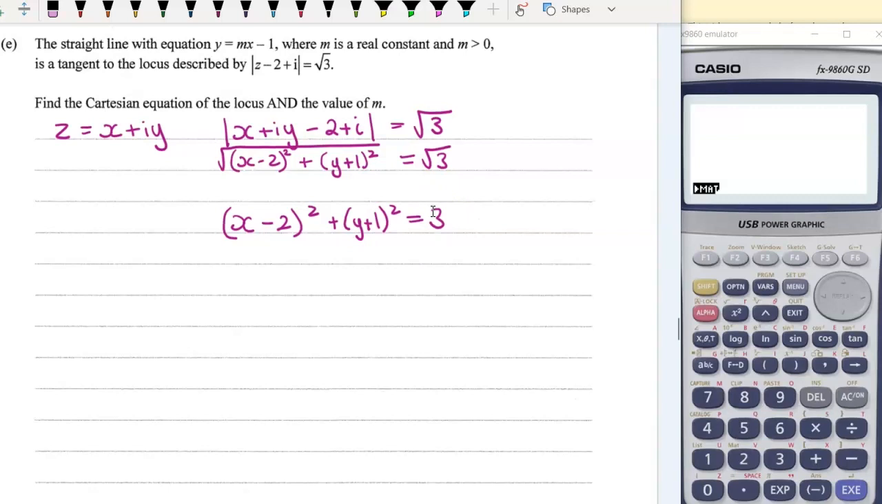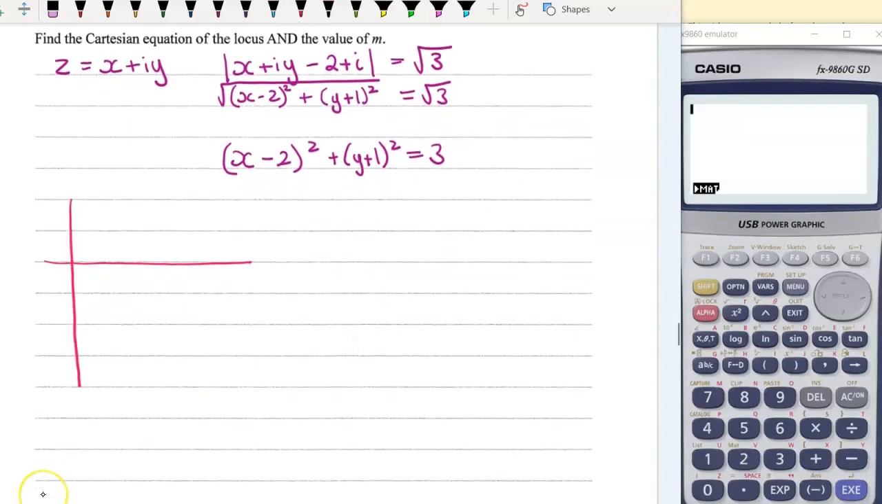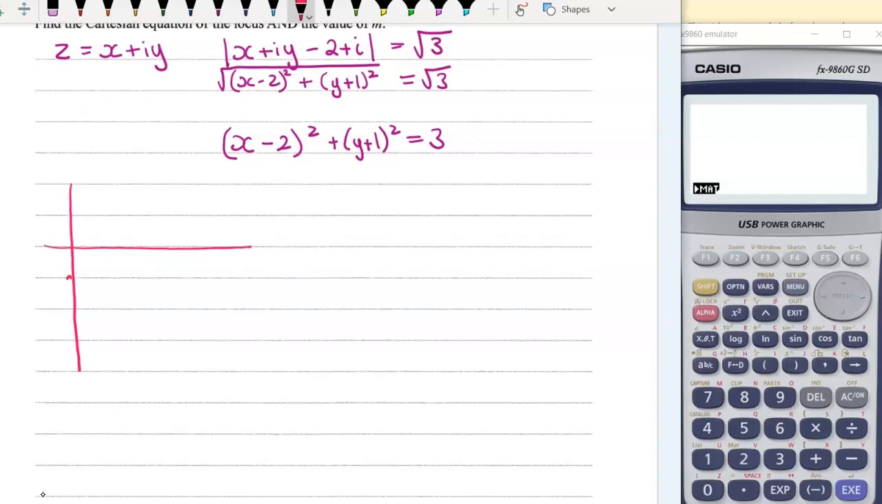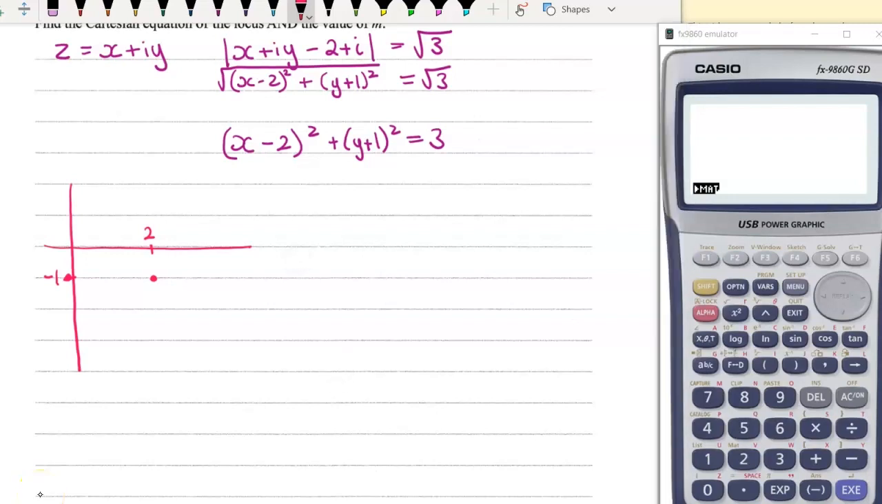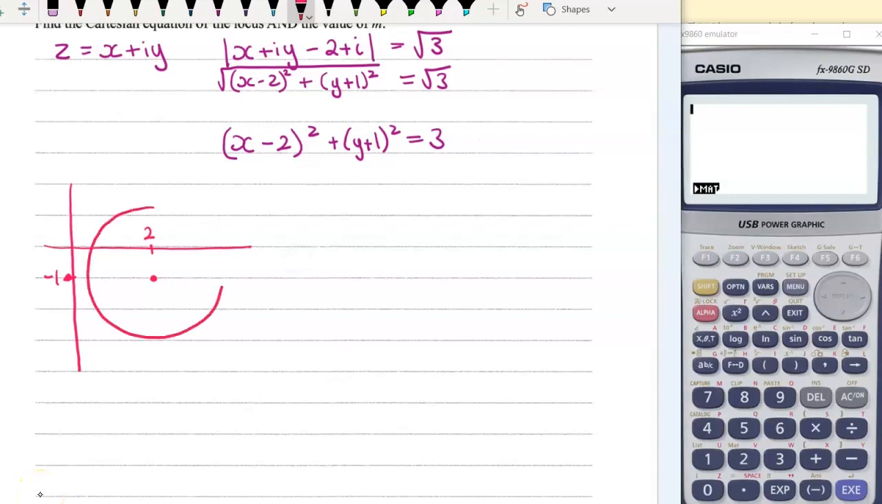So let me just sketch up what that looks like. So let's say there's minus 1, so 2 would be about here. So there's the center of our circle, and it has a radius of root 3, which will look kind of a bit like this. It's not perfect, but you get the idea. This distance here is root 3 for the radius.